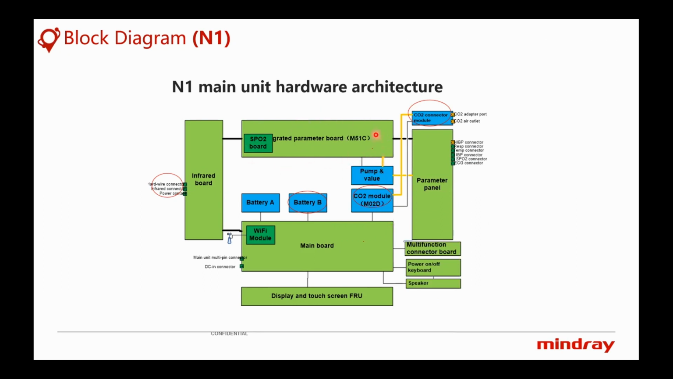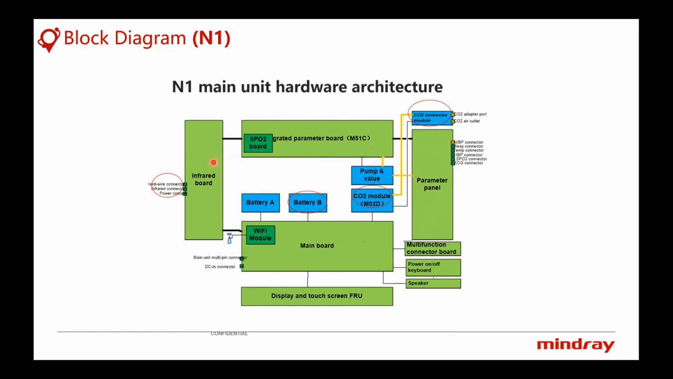parameter board, and the module model of these parameters we call M51C, because we have different generations of the parameter module, and the current generation we call M51C. Okay, so this is the hardware. We have the integrated parameter board, and for the NIBP function we have the pump and the valve. Then it connects to the parameter panel. For example, we use the connector to connect to different parameter accessories.